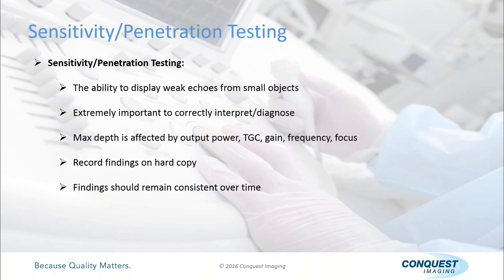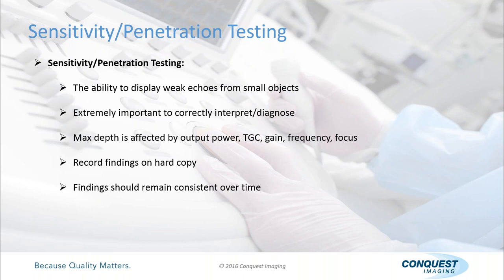So let's go more on to sensitivity and penetration testing. It's the ability to display weak echoes from small objects. Extremely important to correctly interpret and diagnose. We kind of already talked about that. Early detection is key in a lot of diagnosis, so the fact that we can do that is very important.